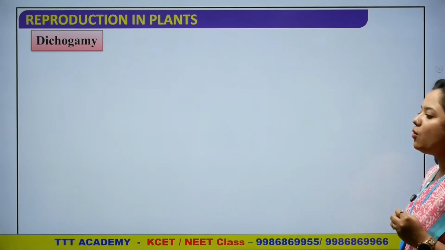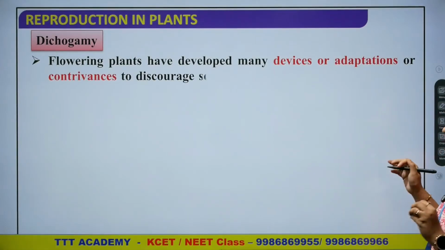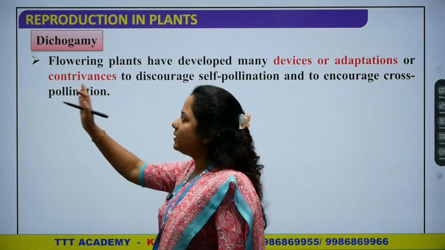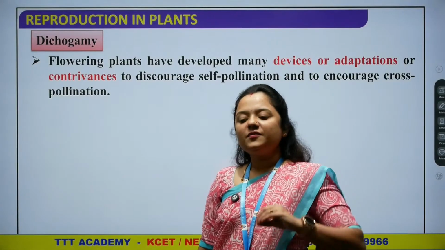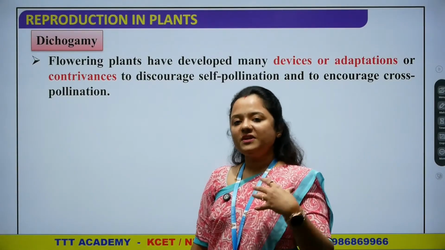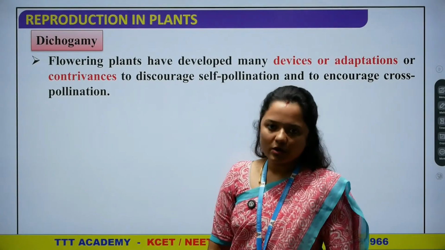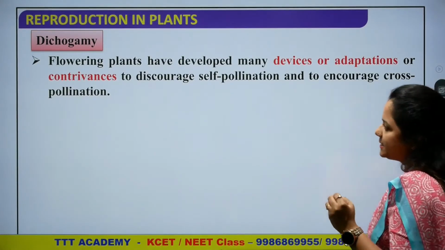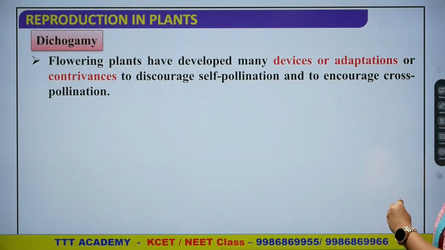The first type is dichogamy. What is dichogamy? Dichogamy is seen in flowering plants, where the adaptations, or in another term contrivances, are present. Contrivances are nothing but the different adaptations or modifications that a plant takes for encouraging cross-pollination. So what kind of adaptation has the flower taken? One that discourages self-pollination and encourages cross-pollination.